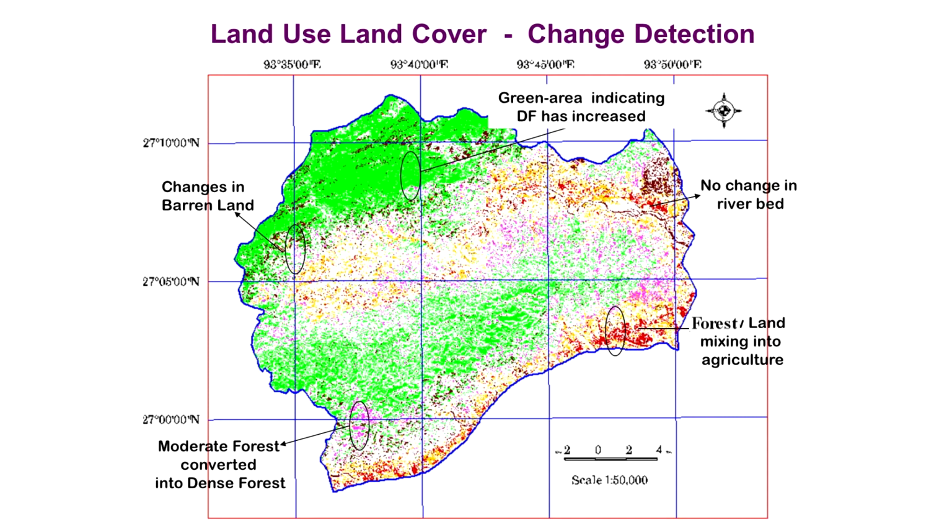As you can see here, there are no changes in the riverbed, then the forest land has been mixed into the agriculture land and there are changes in the barren land in this area, then changes in the settlement and moderate forest has been converted into the dense forest area and most of these green areas are the dense forest, there are still dense forests. However, the dark green color shows the changes in this. So, this is the advantage of the thematic map, we can study the changes over a period of time.